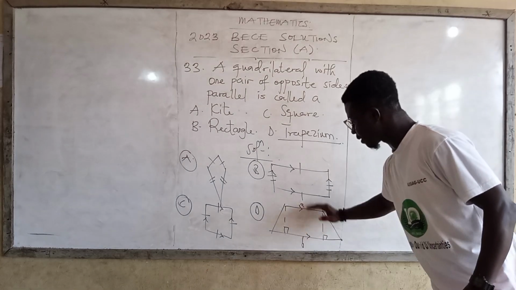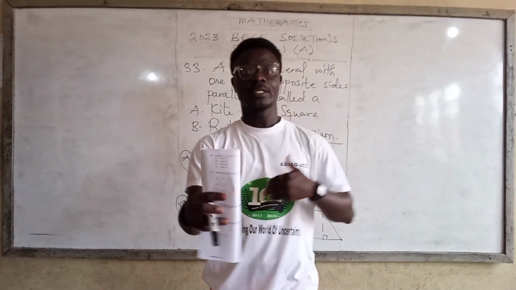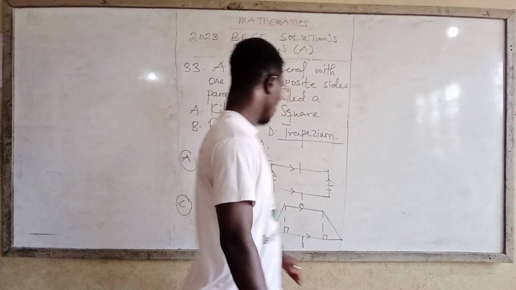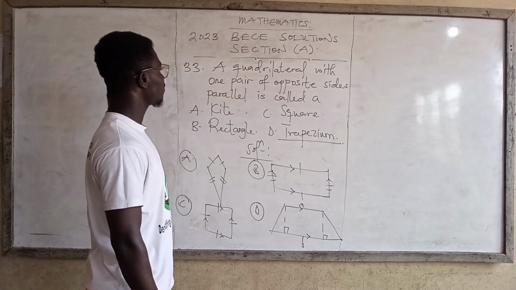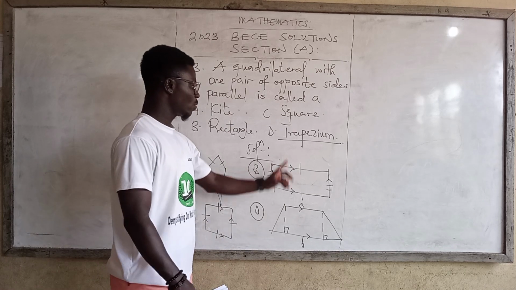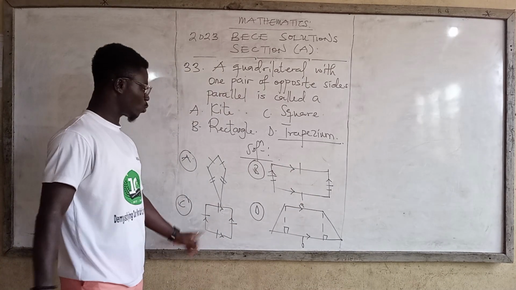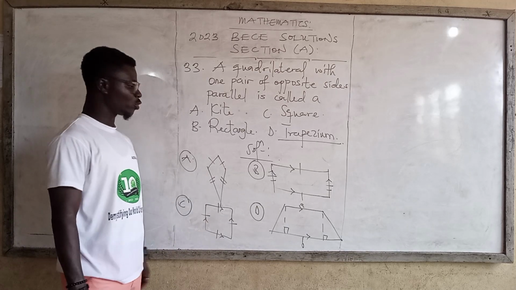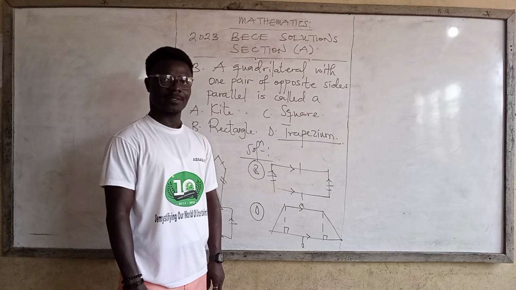Opposite sides. They are opposite to each other, which means what? They face each other. So they are opposite to each other. So with one pair of opposite sides parallel. So that's that. This one is two pairs. This one too is two pairs. Here, there's no parallel sides, but here we have one pair of opposite sides.